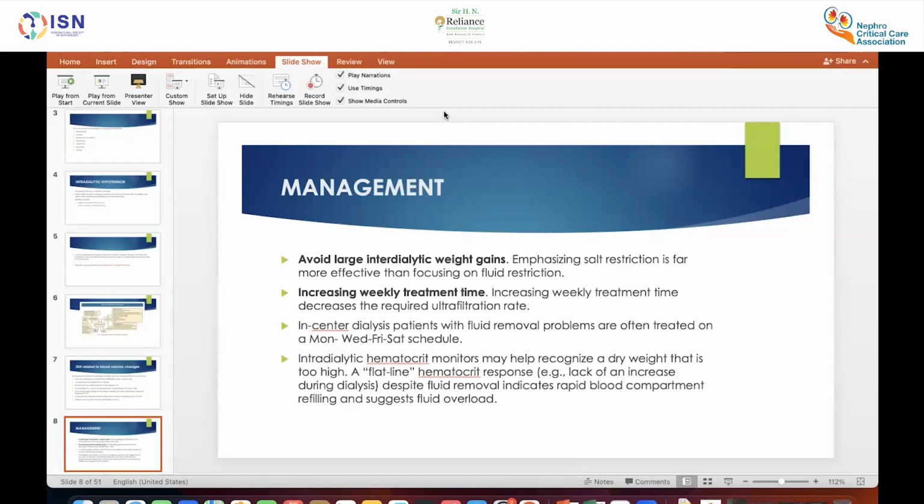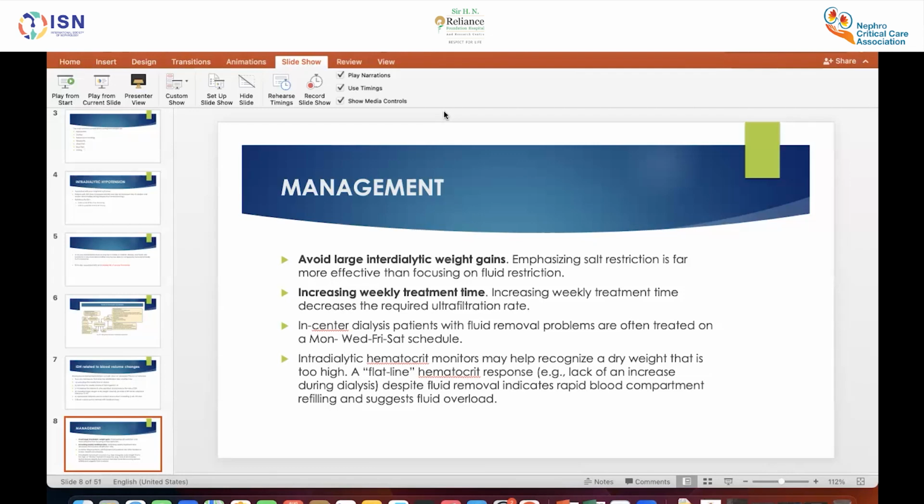So how will it be reflected? Let us say that at the initiation of dialysis the hematocrit is 0.44. Now after dialysis, it has increased to 0.48. That indicates that the refilling rate is not proportionate. So you reduce the ultrafiltration rate, either by reducing the ultrafiltration goal or by increasing the duration of the dialysis.